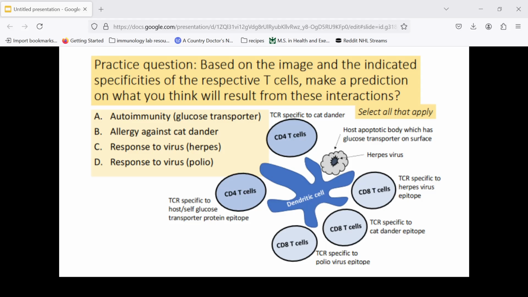What it does get is whatever consequences are downstream of PAMP detection, which means this dendritic cell knows that it got a PAMP, which means it's expressing B7 and it is secreting cytokines. It's expressing signals 2 and 3. That's what we want to consider when we're looking at whether any of these activations are going to happen. Do we have PAMPs? And is the epitope being presented?